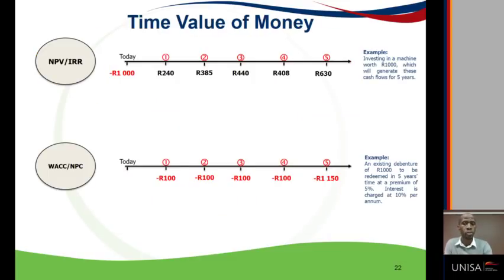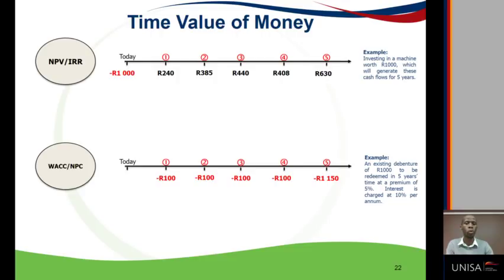So now just a quick example I want to show here, and it's that concept of time value of money. Let's say you are investing in a machine which is worth 1,000 now, and it's going to generate the following cash flows for the next 5 years. Then you've got 240, 385, and so on and so forth. And then on the other hand, you might have a situation where there's an existing debenture of 1,000, maybe a loan we took a couple of years ago, which is going to be redeemed in 5 years. And now you have to establish the market value of that loan today, if the interest is 10% and there's a premium of 5%. So in that case, this is the nature of your cash flows from year 1 to year 5.